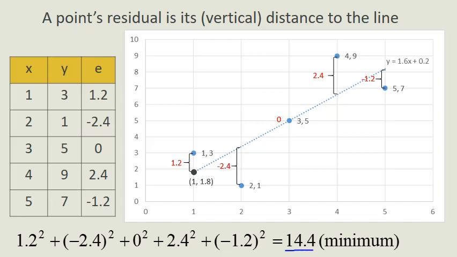It turns out that 14.4 is the minimum possible residual sum of squares for this data set. If you draw any other line through the points and calculate the residuals, then you get a residual sum of squares larger than 14.4. I don't really have the time to prove why this is the minimum. It requires partial derivatives and a lot of algebra. But our best fit line is considered to be the best because it has the minimum possible residual sum of squares. For this reason, the best fit line is also often called the least squares line.